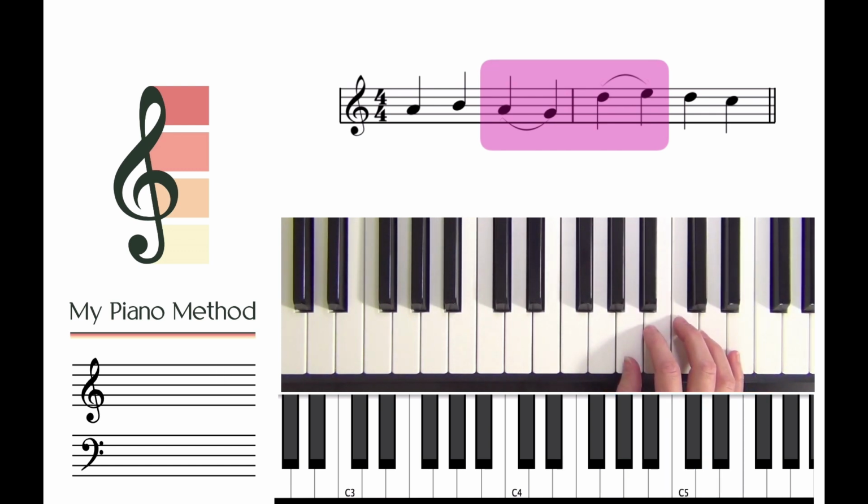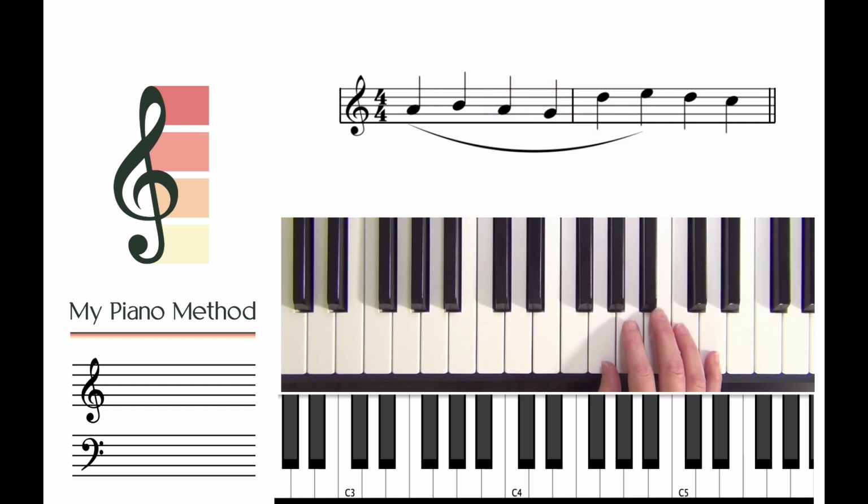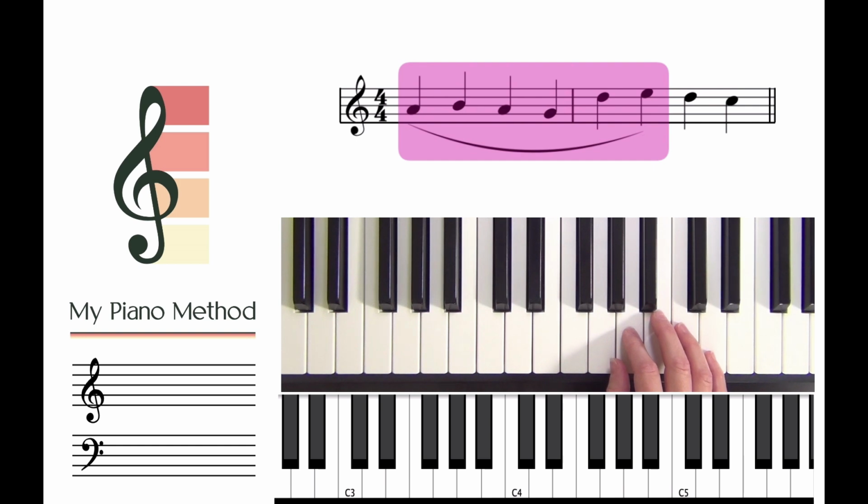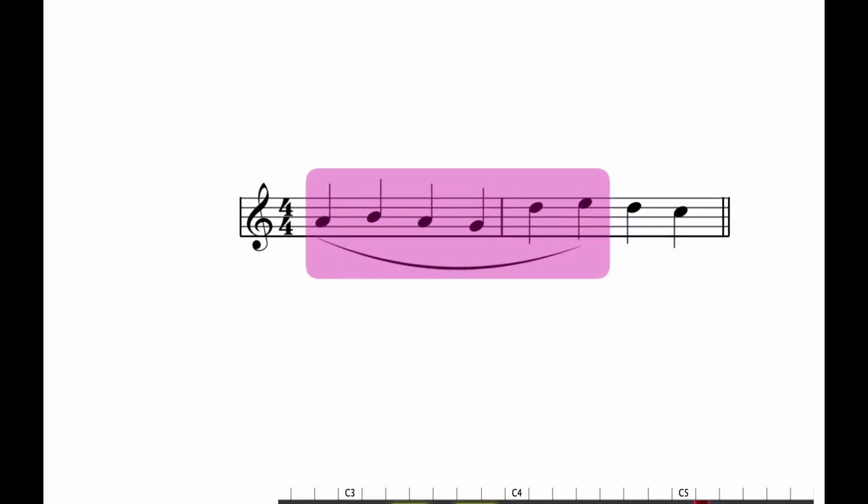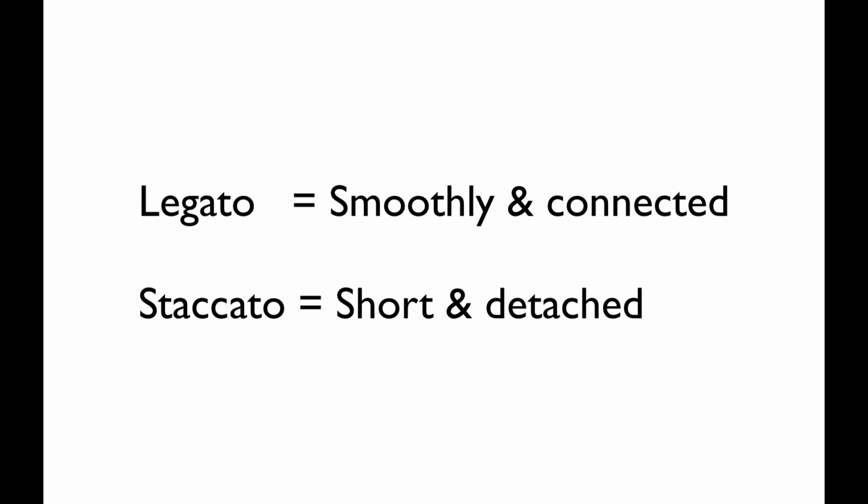So hopefully you could hear that the 4 outside notes are played normally and those 4 inside notes are just a bit smoother. And if I created a longer slur that goes across 2 bars, now the first 6 notes here are played smoothly, legato, and the last 2 notes are played normally. So this would sound like this. So a slur means to play legato, which means play smoothly.